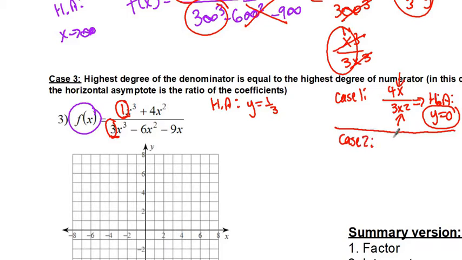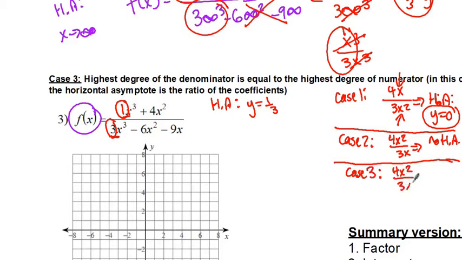Case 2 is something like 4x squared over 3x. So this time the numerator has a larger degree. This has no horizontal asymptote. It has an oblique asymptote, and you have to find it using long division like we did before. Case 3 is when they're equal, like 4x squared over 3x squared. In this case, the asymptote would be the ratio of that to that. So 4 over 3 would be our asymptote. So those are the only 3 cases that you'll really see: case 1, case 2, case 3.